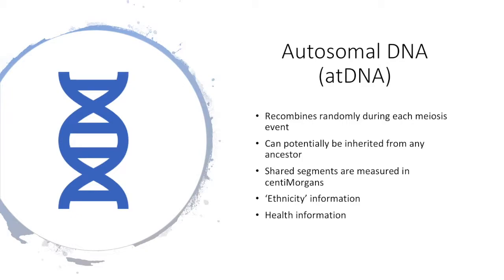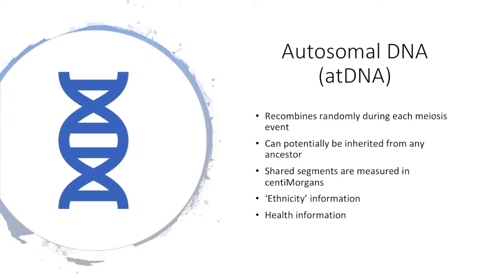The shared segments of autosomal DNA are measured in centimorgans. If you've taken the test already, you might have noticed that on your match list, it tells you how many centimorgans you share with each of your matches. It's quite important that you learn what this number means, because this is the number that tells you how closely you're likely to be related. And that's really important for figuring out the common ancestor, which is the ultimate goal with this. So we're going to talk a bit more about that later as well.